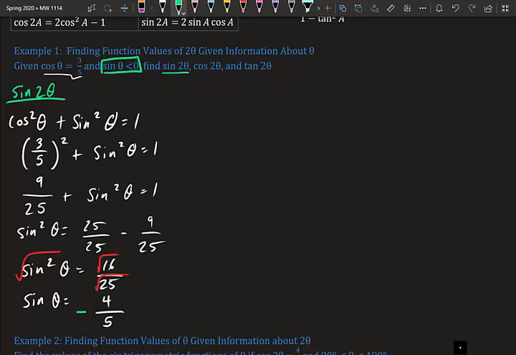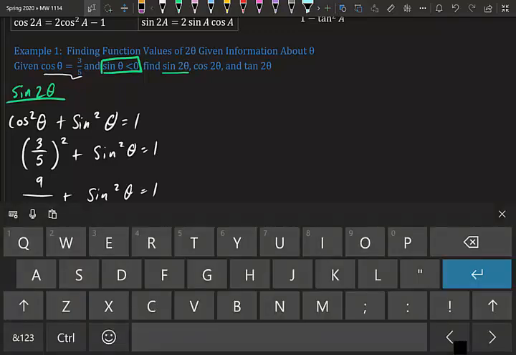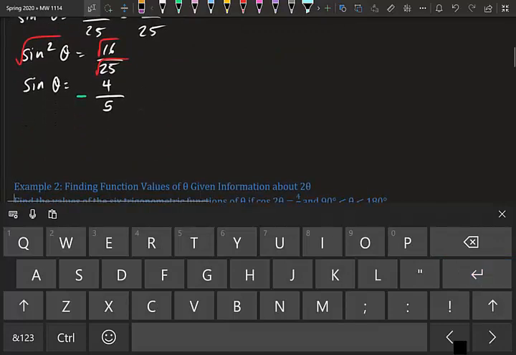So now that we have sine, we can actually find sine 2 theta. I need to give myself so much more space. My gosh.